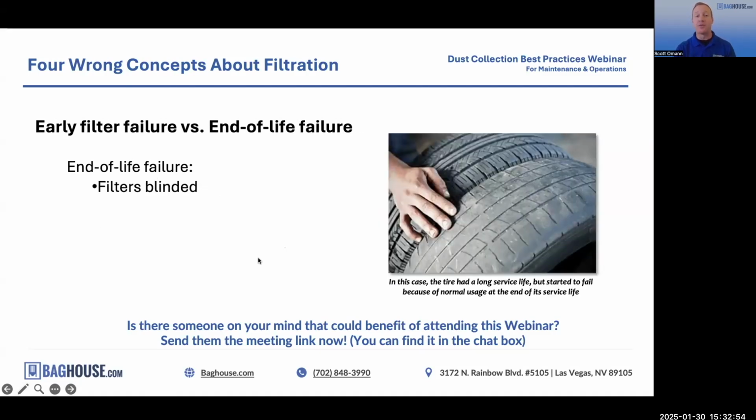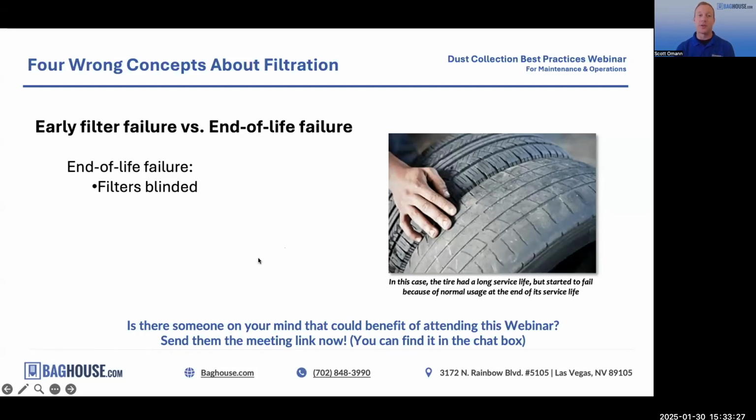End of life filter failure is basically being able to use our filters within normal use until they have worn out. Again, if we go back to the tire illustration, an early bag failure would be like hitting a nail in the driveway. You have to change the tire immediately. You weren't expecting it, something came up. End of life failure is a lot different: we have driven our car 55,000 miles, our tread is now gone, but we were able to get a long time out of our tires.